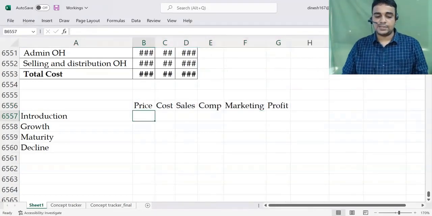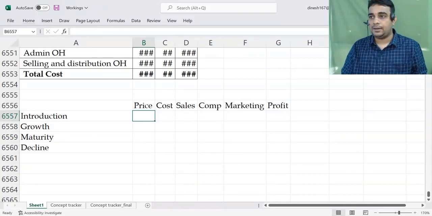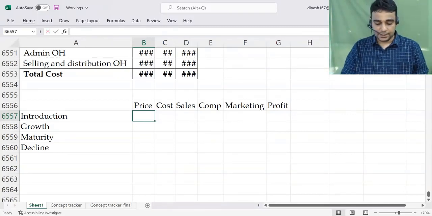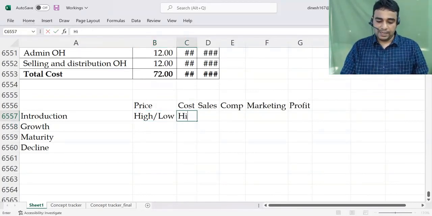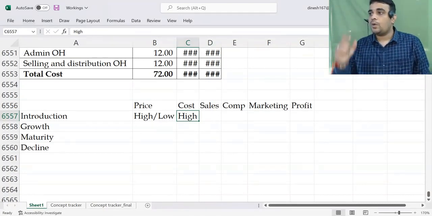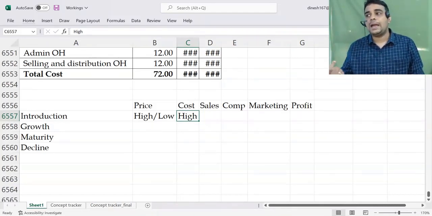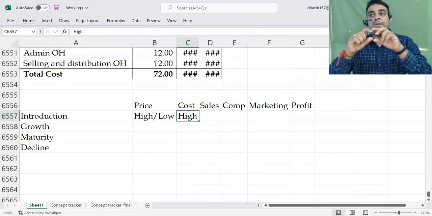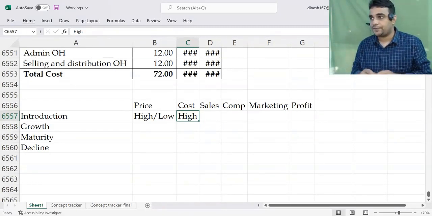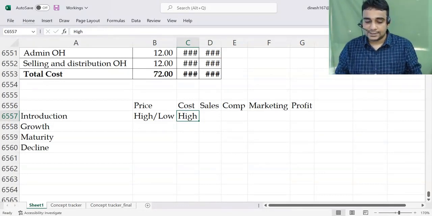In the introduction stage, the price can be very high or very low depending on whether you are following a skimming or penetration strategy. Cost will be high per unit. The reason for this is that you will have much lower volume. Initially, the units you sell could be on the lower side. When that happens, you will not get the benefits of economies of scale, so automatically the cost would be on the higher side.